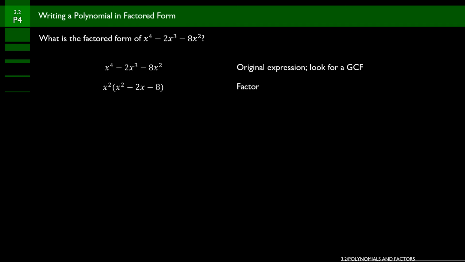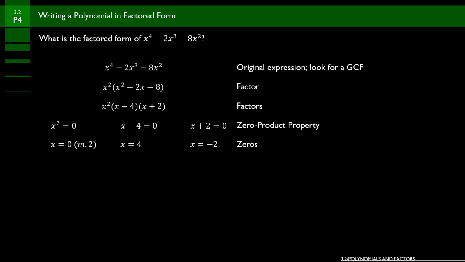Once you've got that done, then you can factor the x squared minus 2x minus 8, and you'll be left with x squared times x minus 4 times x plus 2. Now what you'll do is take each one of those factors and set it equal to 0, using the zero product property. So x squared equals 0, x minus 4 equals 0, and x plus 2 equals 0. Now the x minus 4 and the x plus 2 are pretty easy. You're just going to get x equals 4 and x equals negative 2.